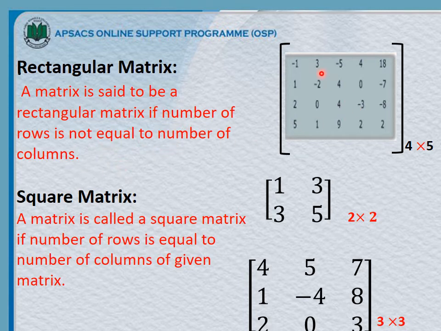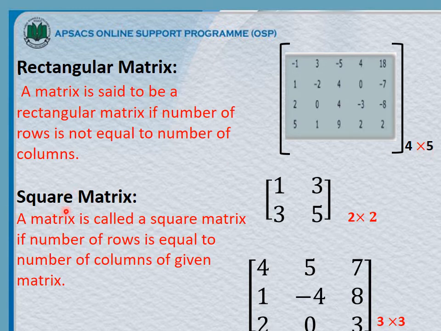This is an example. How many rows are there? 1, 2, 3, 4. And how many columns are there? 1, 2, 3, 4, 5. First of all, write its order 4 by 5. It means this is a rectangular matrix because number of rows is not equal to number of columns.